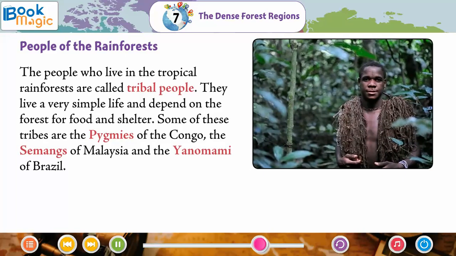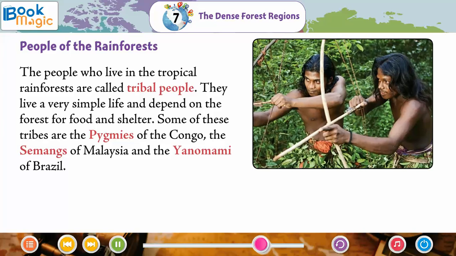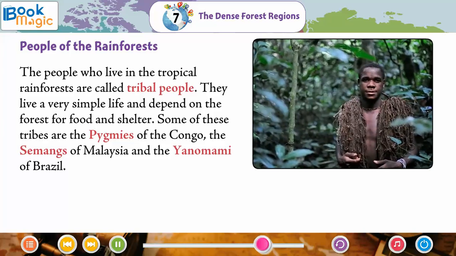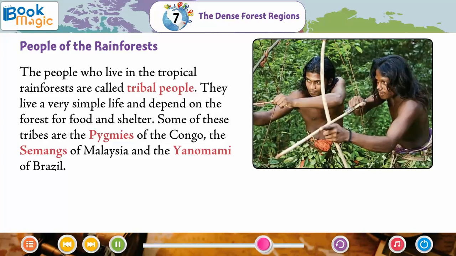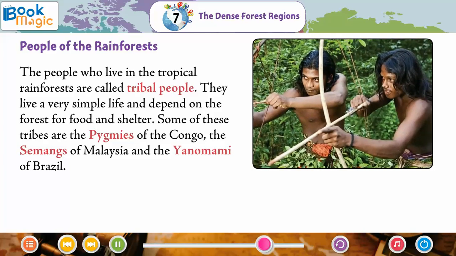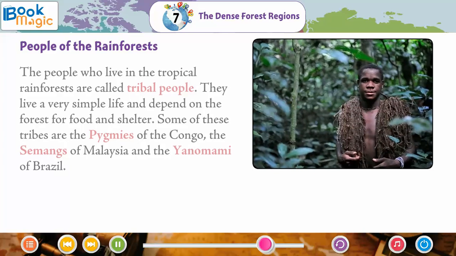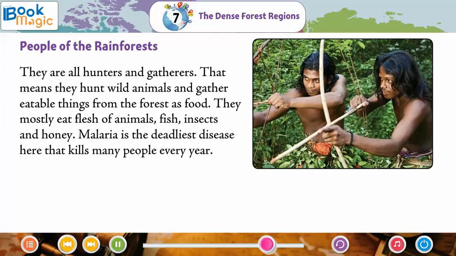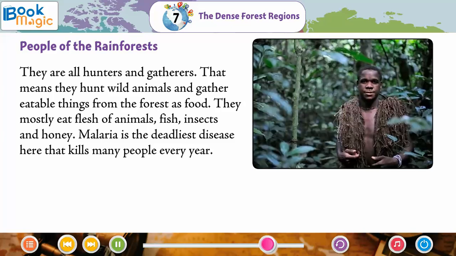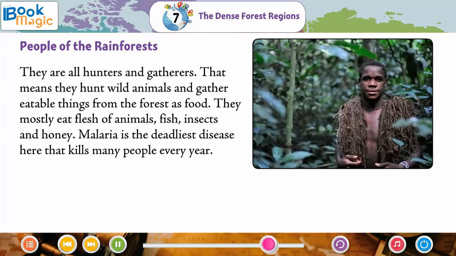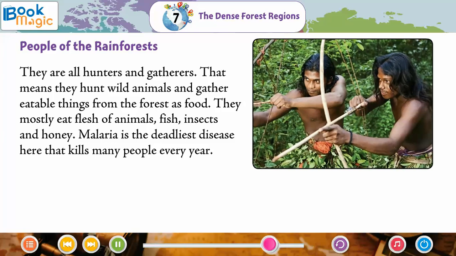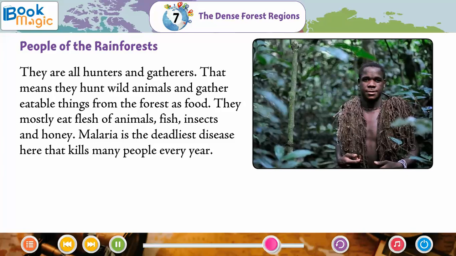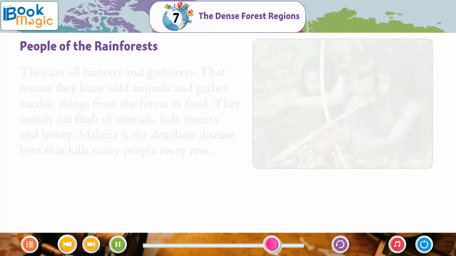The people who live in the tropical rainforests are called tribal people. They live a very simple life and depend on the forest for food and shelter. Some of these tribes are the Pygmies of the Congo, the Semangs of Malaysia, and the Yanomami of Brazil. They are all hunters and gatherers. That means they hunt wild animals and gather edible things from the forest as food. They mostly eat flesh of animals, fish, insects, and honey. Malaria is the deadliest disease here that kills many people every year.